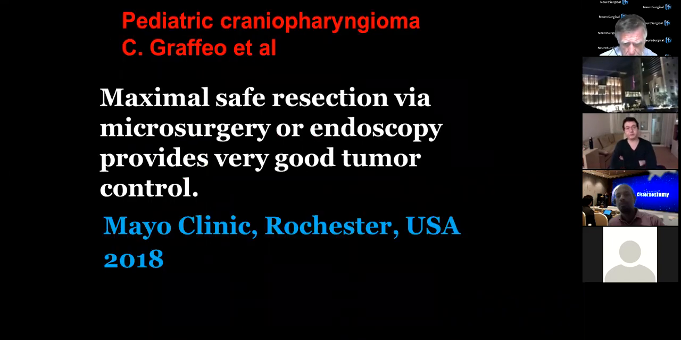And this is from Mayo Clinic. I think you believe Mayo Clinic in Rochester. Maximal safe resection via microsurgery, whether microsurgery or endoscopy, provides very good tumor control. So do you need more? They have covered the whole world and covered the whole publications.